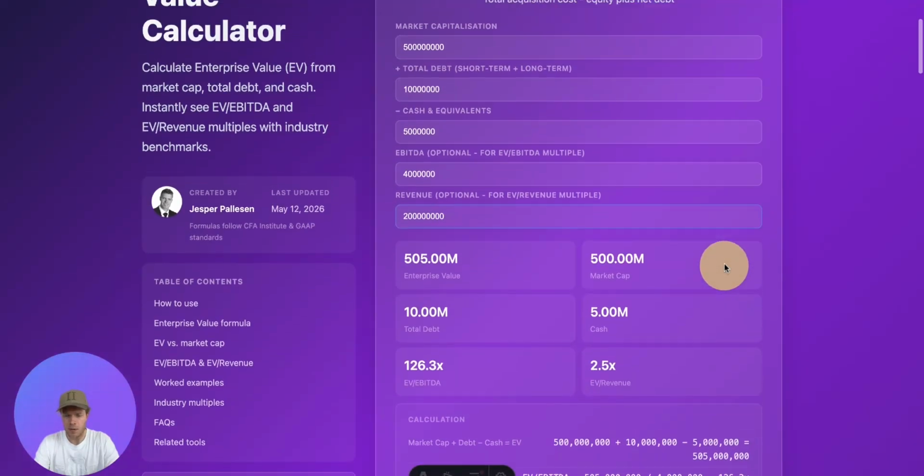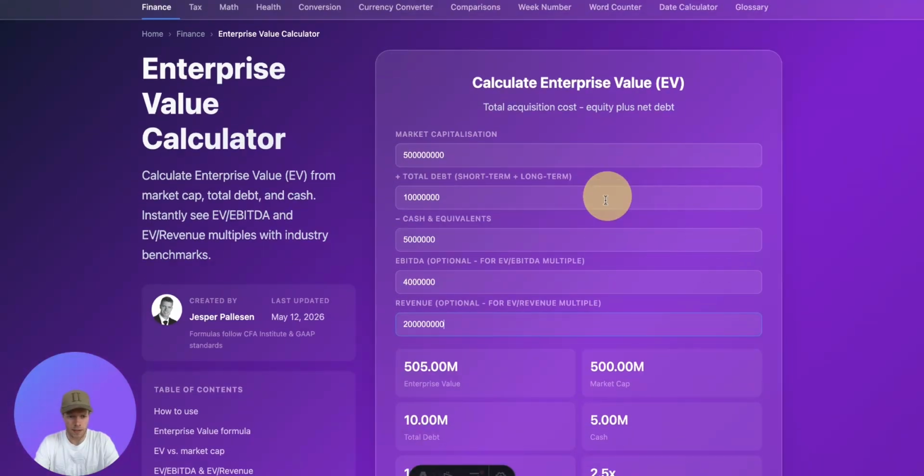But yeah, before you plug in the numbers into the calculator, just double check that everything is correct. And this calculator will be spot on accurate every single time.